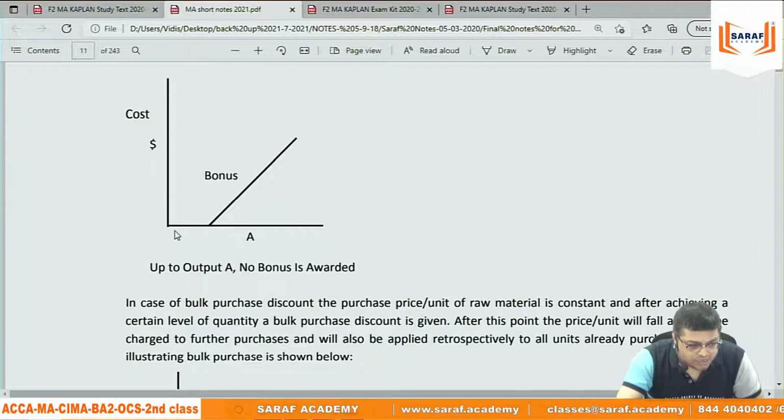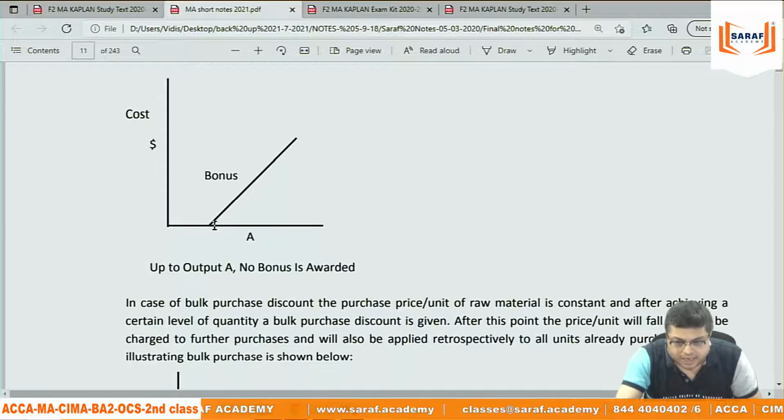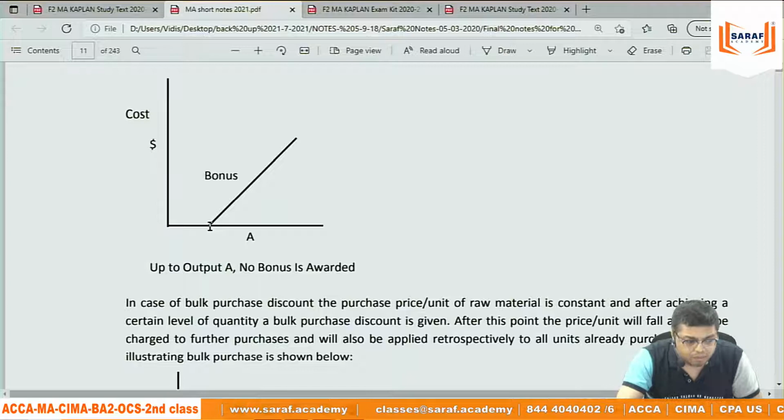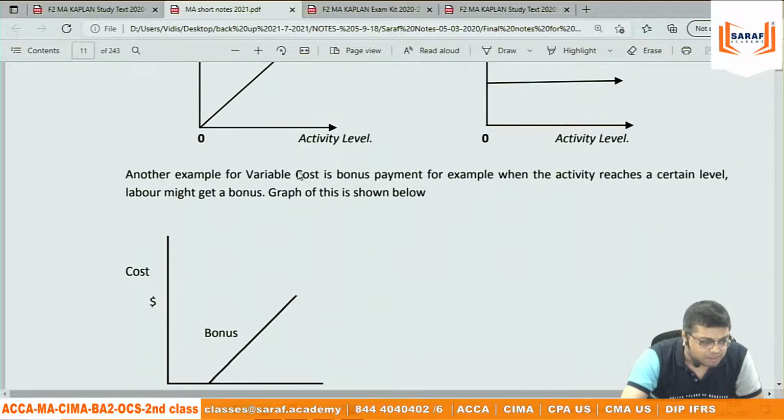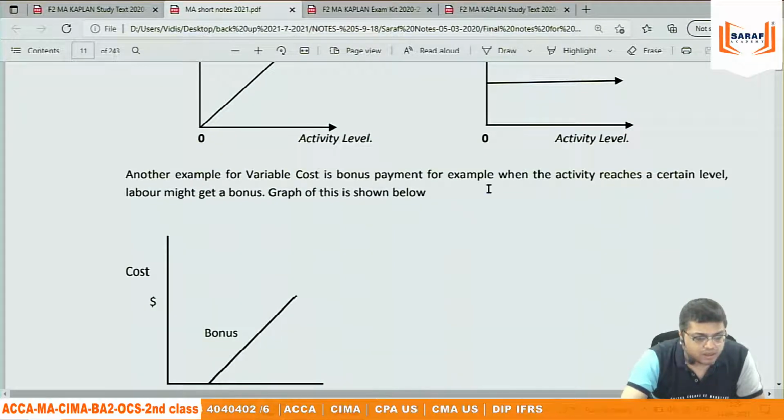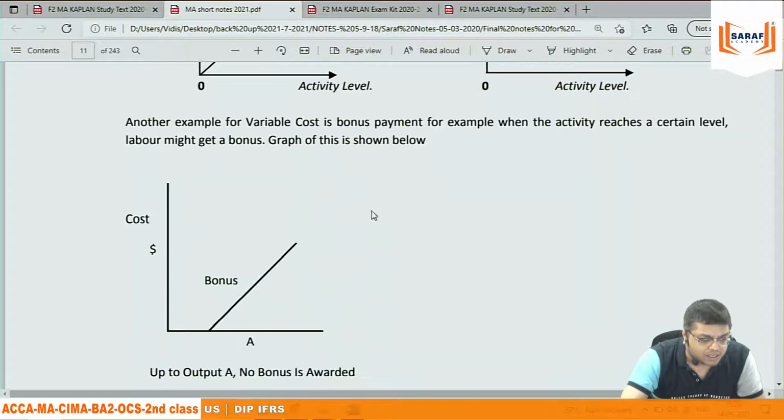The cost is fixed. The cost is not increasing up to this level. But when you reach this level, then it becomes a variable cost per unit. It must be written like that. Another example of variable cost is bonus payment. For example, when the activity reaches a certain level, labor might get a bonus. The graph of this is given below. If they are producing within a particular level, they do not get a bonus. But if they produce beyond that level, for every unit they get a bonus.